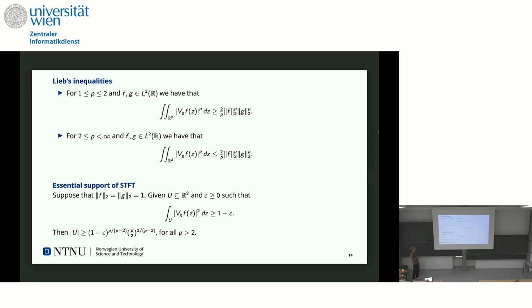Now for the STFT, we have Lieb's inequalities. For values of p either between 1 and 2 or greater than 2, we have the two equivalent conditions. This is going to be closely related to the Fourier-Wigner transform of our operators. In particular, if we have the STFT of f with window G being essentially supported on some domain, so most of the time frequency content of f being contained in a small region of phase space, then, well, not small after all, that region actually has to be of a certain size.